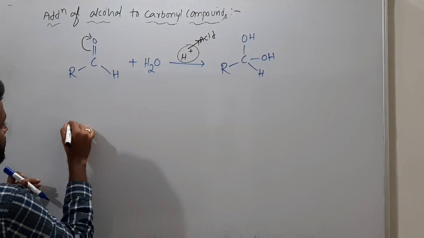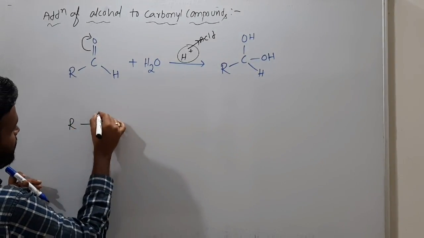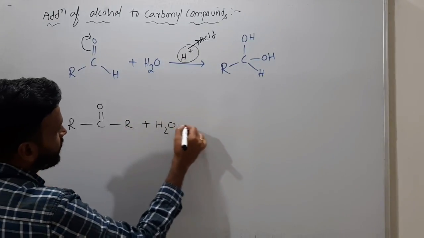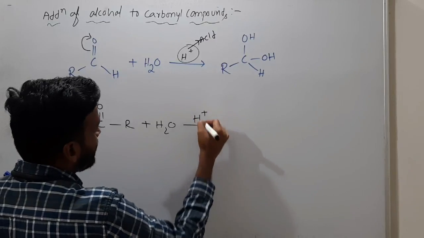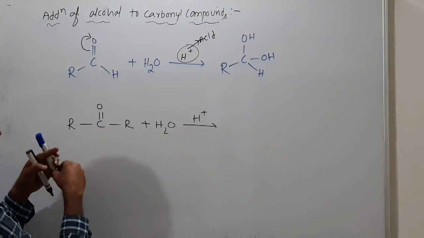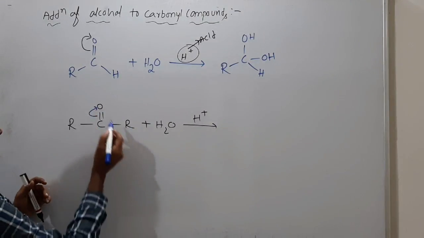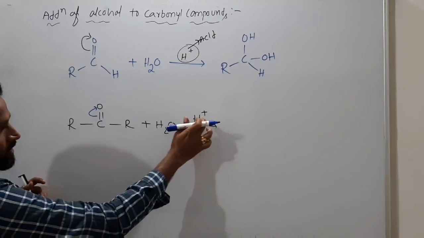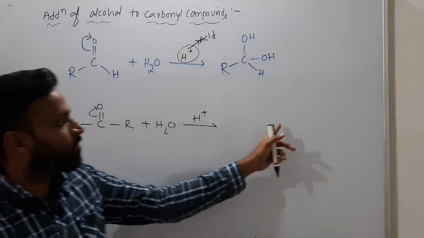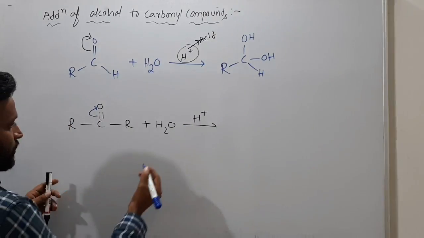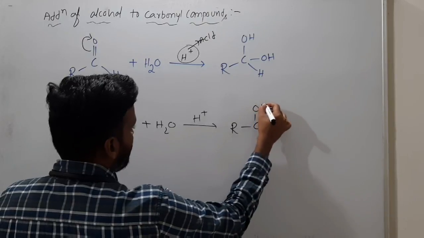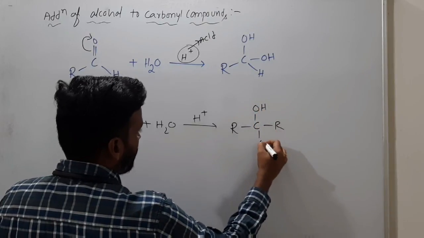If it is a ketone, suppose R, C, double bond O, R, for this I am adding water in presence of H plus. Then what happens? Very simple, same story. This will migrate towards oxygen, O minus and H plus. Water will add as nucleophile, and then finally removal of H plus happens. So here you have R, C and OH and R, and here one more OH.